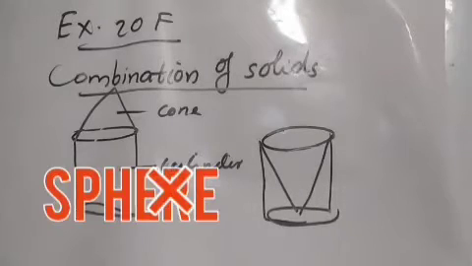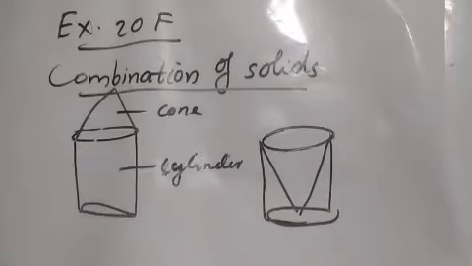And the topic sphere is not in your syllabus, and the problems related to it also. Combinations with the spheres and hemispheres can be avoided. That's why exercise 20C, 20D and 20E we can avoid. Some problems may be there with the cylinder and cone only, that you can solve, no problem. Now we are going to discuss exercise 20F.